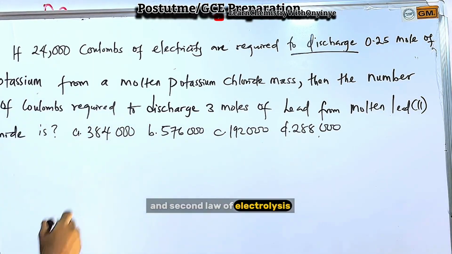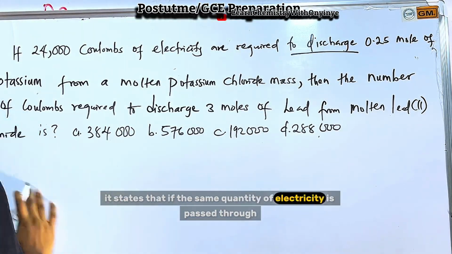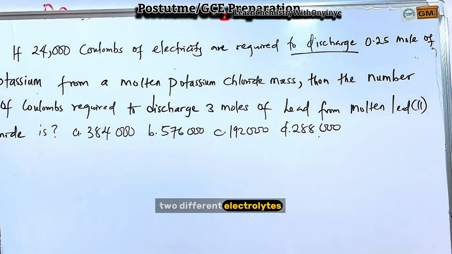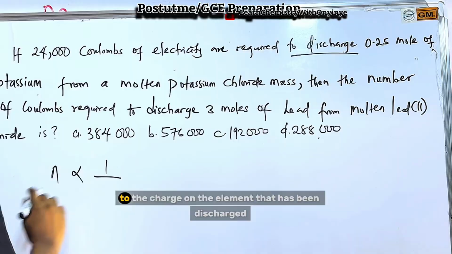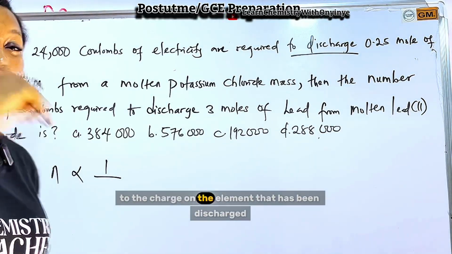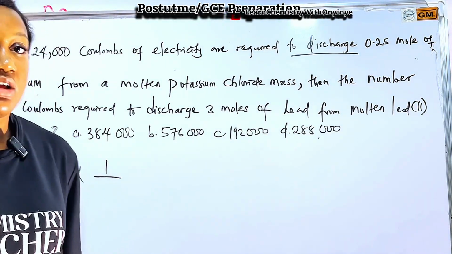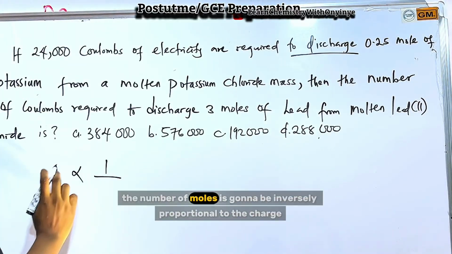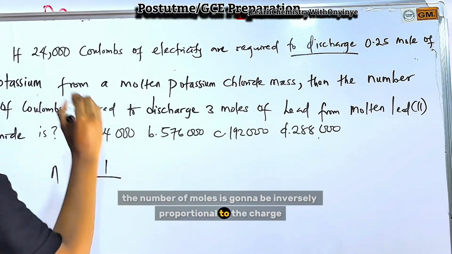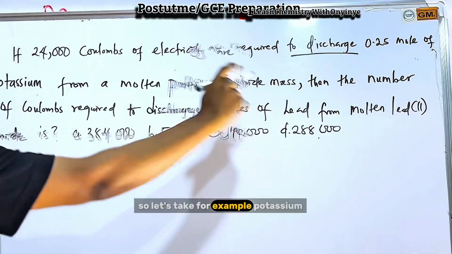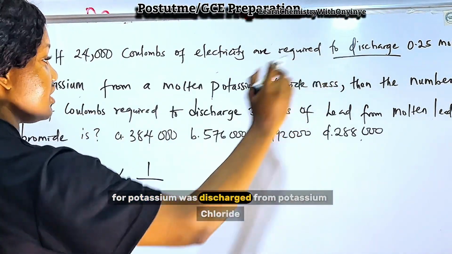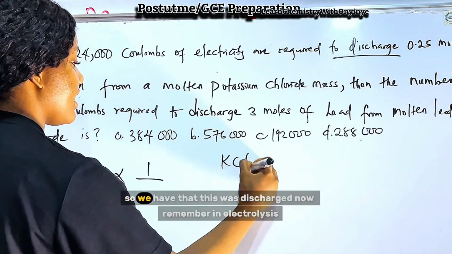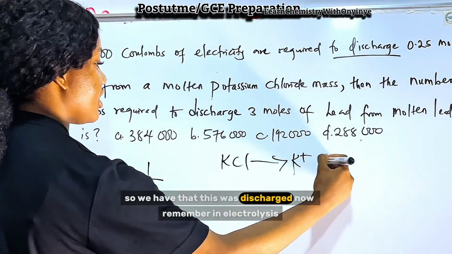The second law of electrolysis states that if the same quantity of electricity is passed through two different electrolytes, the number of moles is going to be inversely proportional to the charge on the element that has been discharged. I'm going to explain. So let's take, for example, potassium. Potassium was discharged from potassium chloride. So we have that this was discharged.